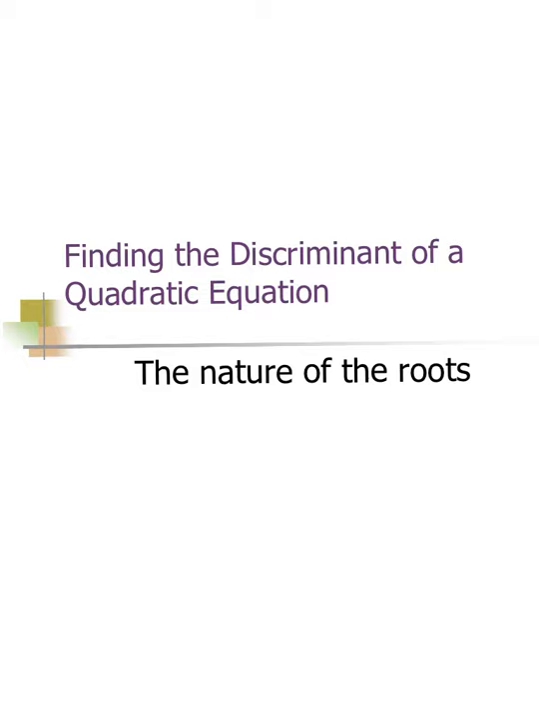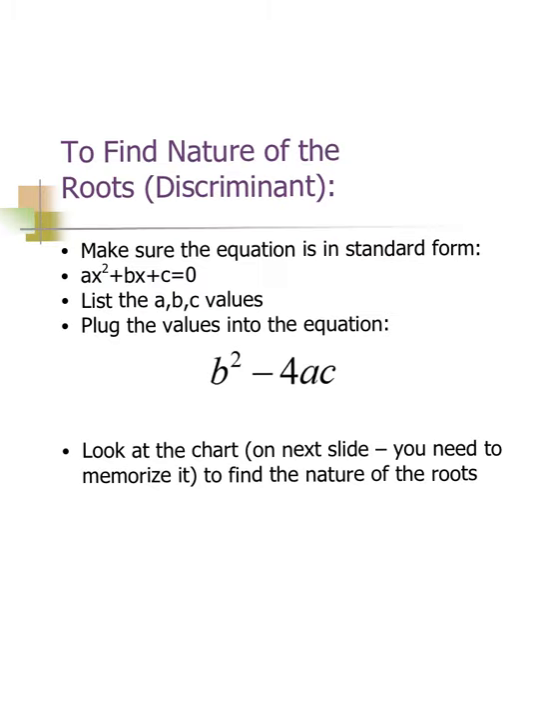Okay, today we're going to talk about finding the discriminant of a quadratic equation and then finding the nature of the roots. Please make sure that you take out a piece of paper if you chose not to print out these notes. So to find the nature of the roots, which is called the discriminant, we're going to make sure the equation is in standard form.